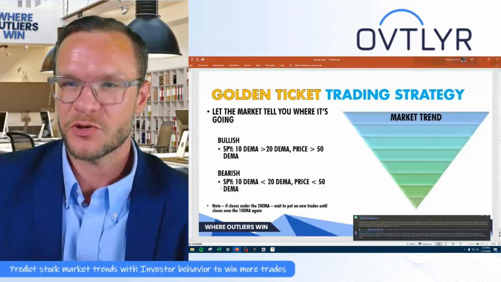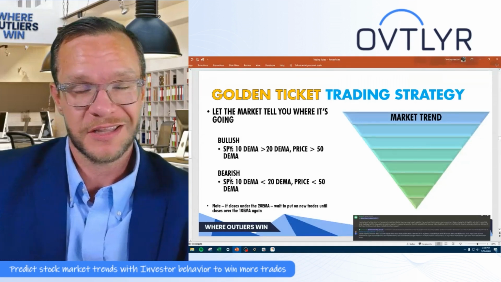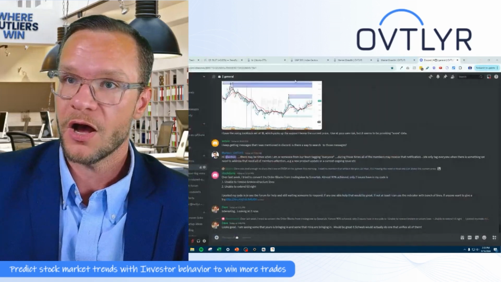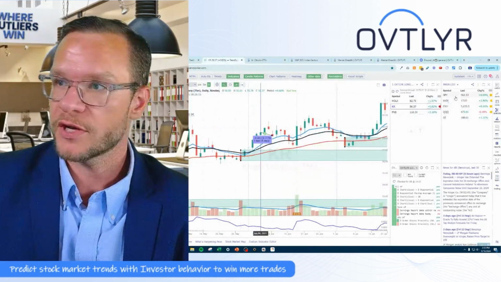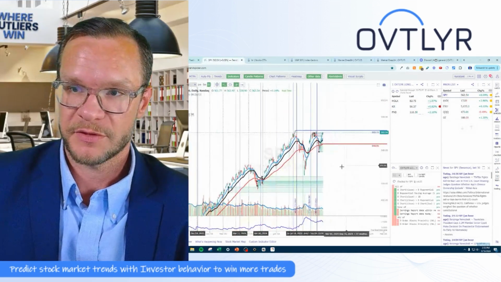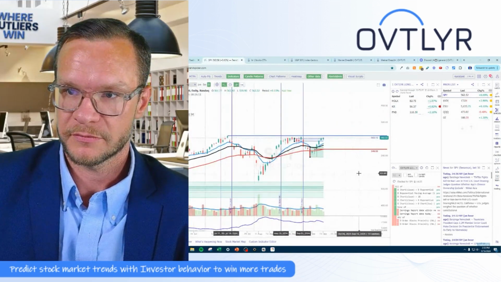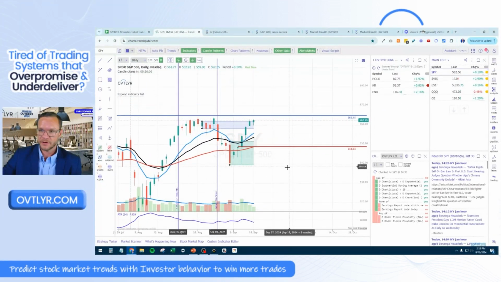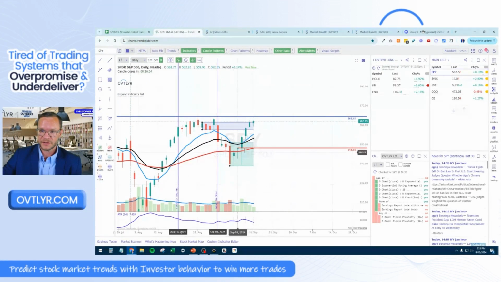So the golden ticket trading strategy always starts with the market, and it's going to let the market tell us which direction it's going with a 10 over the 20 price over the 50 on the SPY. So let's go to the SPY real quick. There we go. And that's what we have here. We have the 10 over the 20, price over the 50.